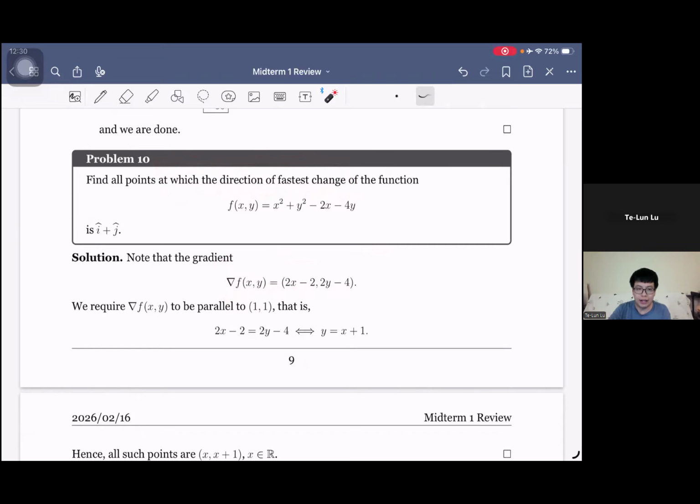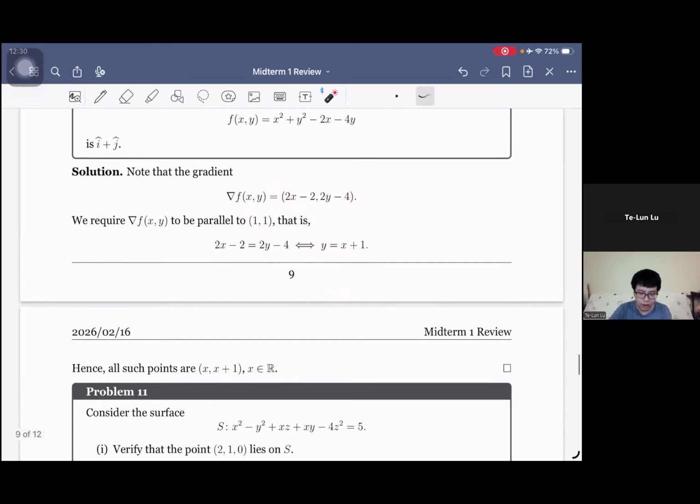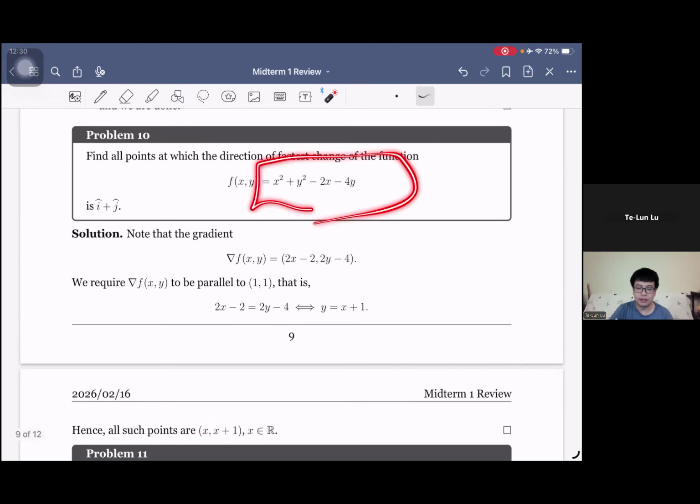And we basically require that this is parallel to 1, 1, right? That is what the direction of fastest change means, because the direction of fastest change is basically the gradient vector. So setting these two equal, which is basically saying that this has to be parallel to this, you have y equals x plus 1. So along the line y equals x plus 1, the fastest increasing direction is always I plus j. Okay?